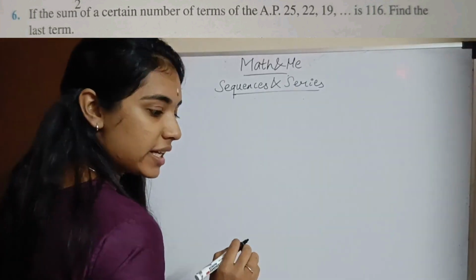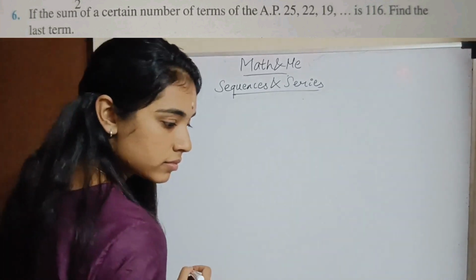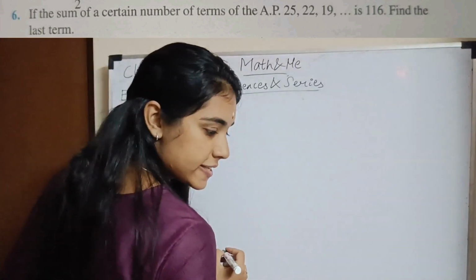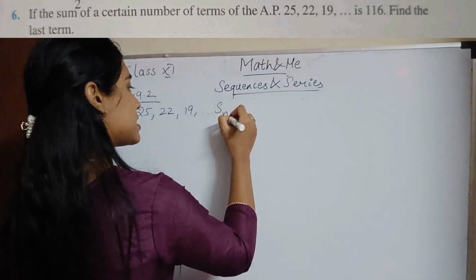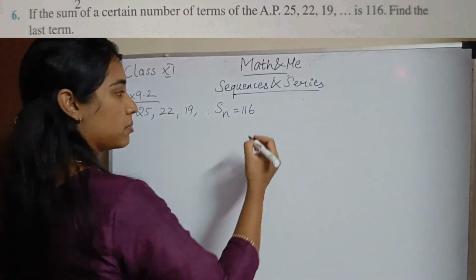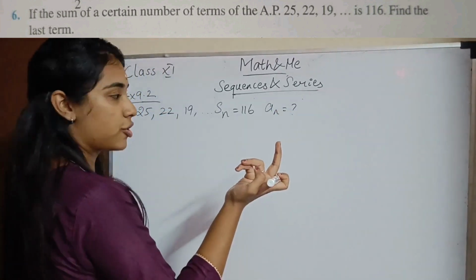If the sum of a certain number of terms of the AP 25, 22, 19 and so on is 116, find the last term, which is the nth term. So you need to know what n is first in order to know the nth term.